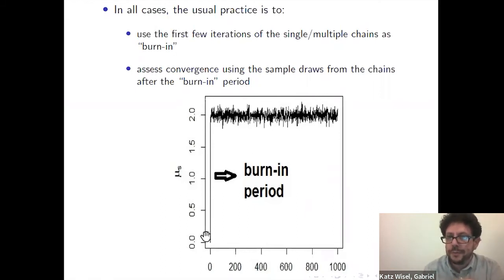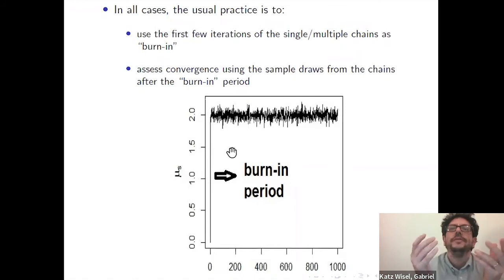Shows that at some point, the values start being stable around a certain value, 2, in this case. But before that, in this case, this steady state is reached quite fast. But before that, there are a series of values that are quite off mark. Now, this first part is typically used as a burn-in.